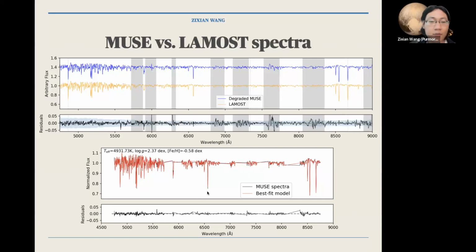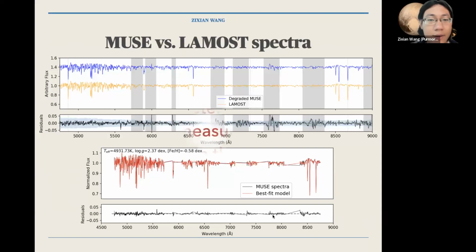And also the second question is, what's the fitting performance when you put MUSE spectra into The Data-Driven Payne? The bottom figure can answer this. The black line is the MUSE spectrum that is put into The Data-Driven Payne, and the red line is the best fit. And from the residuals, you can also see that they are very similar.